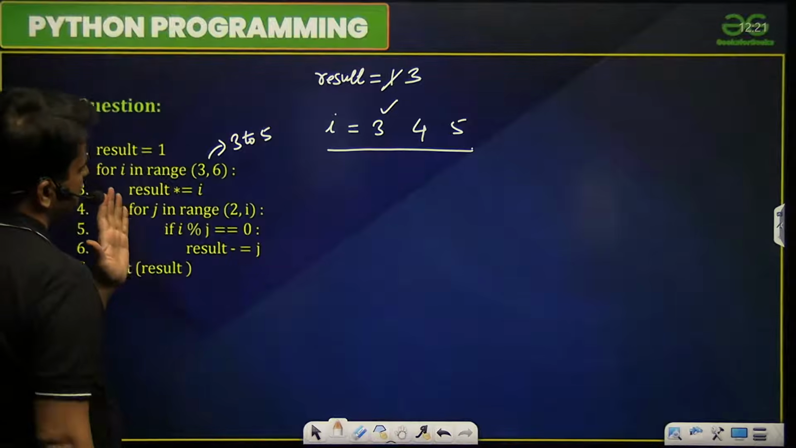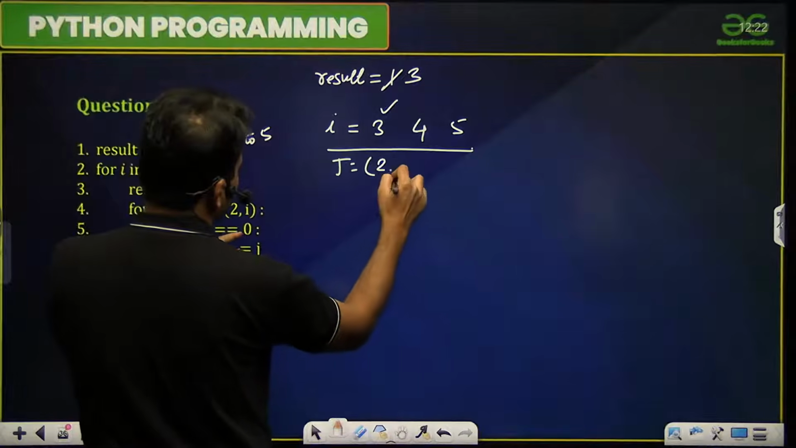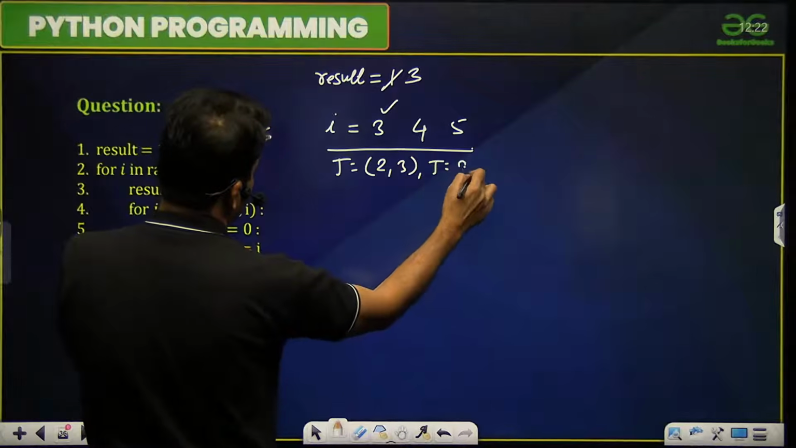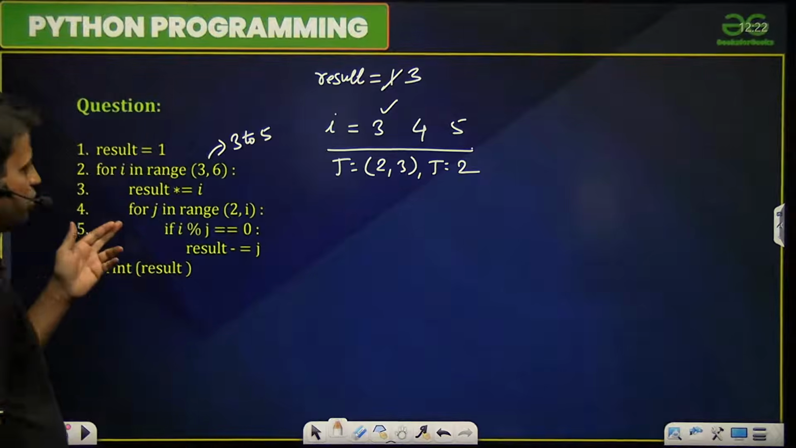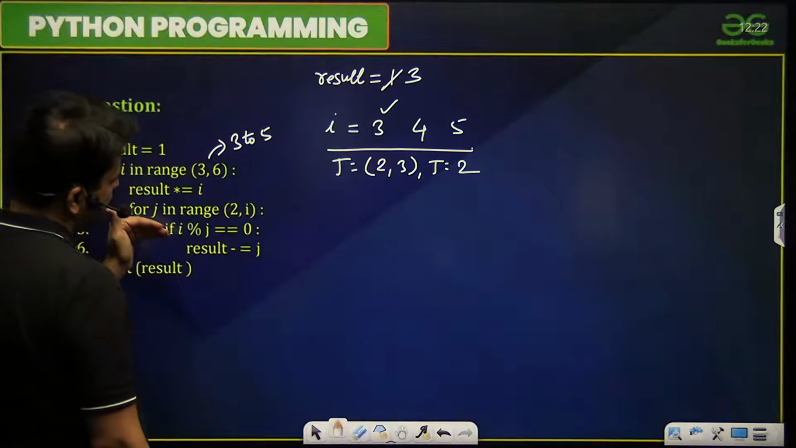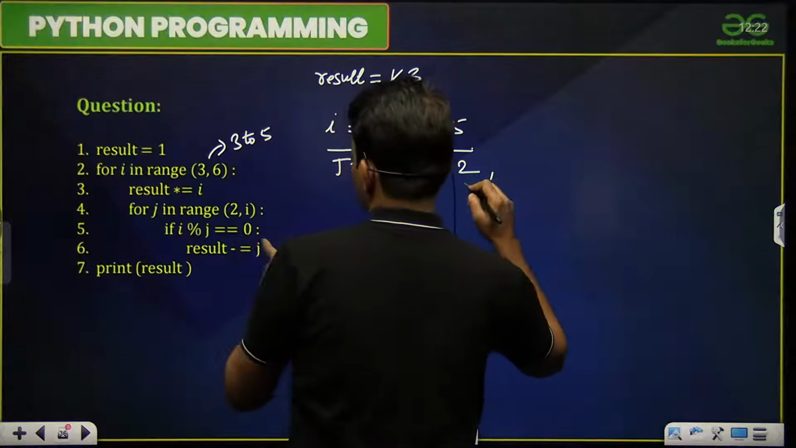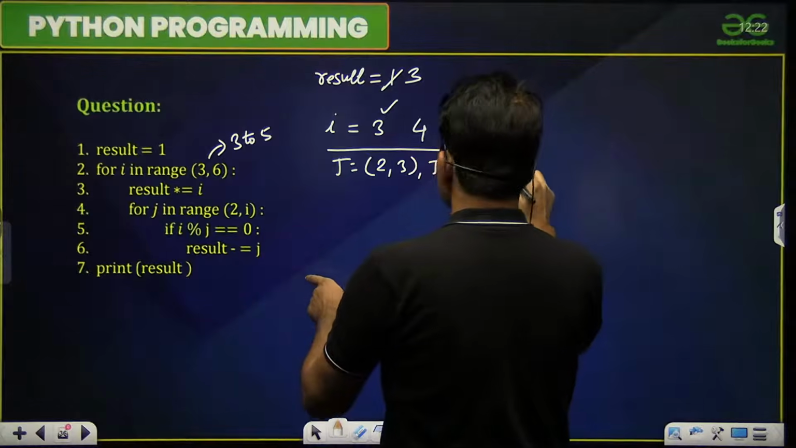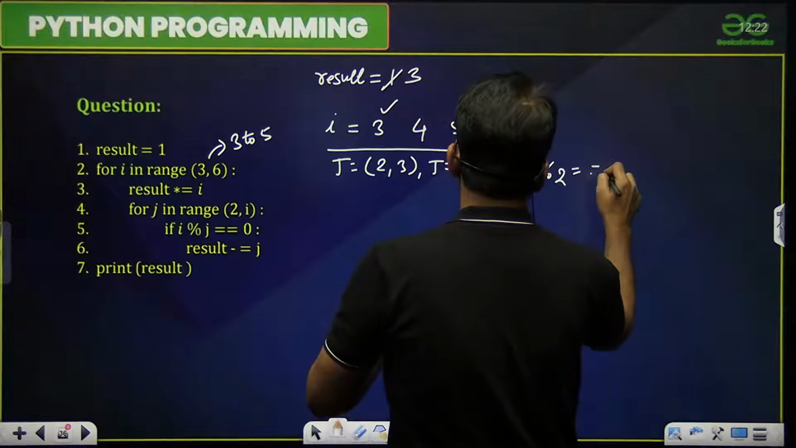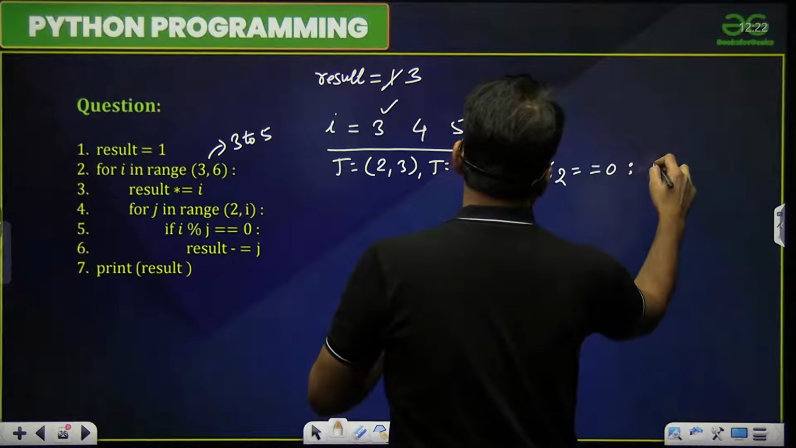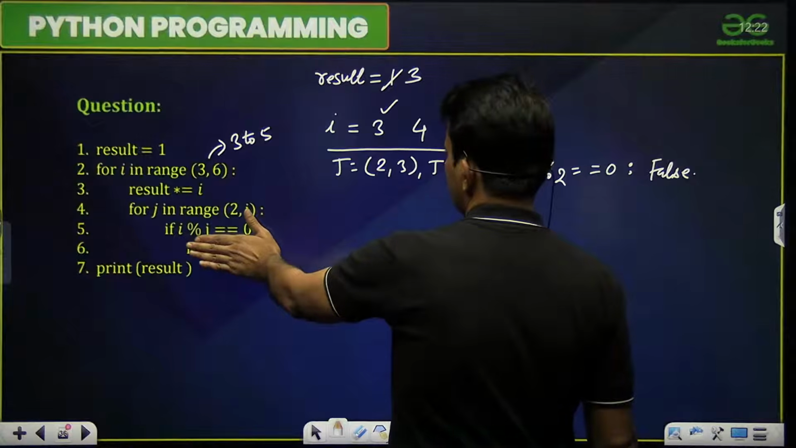Okay. For j in the range 2 to i, what are the loop values for j in the range 2 to i? 2 to 3. j is 2. If i modulus j equals 0, what is i? i is 3. So check the condition: i modulus j, that is 3 modulus 2 equals 0. No, this condition is false. If the condition is false, then result equals result minus j is not executed, student.